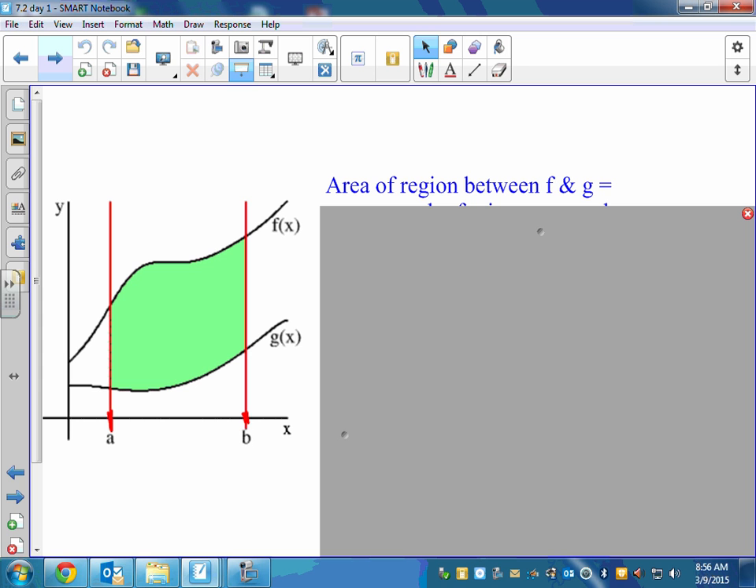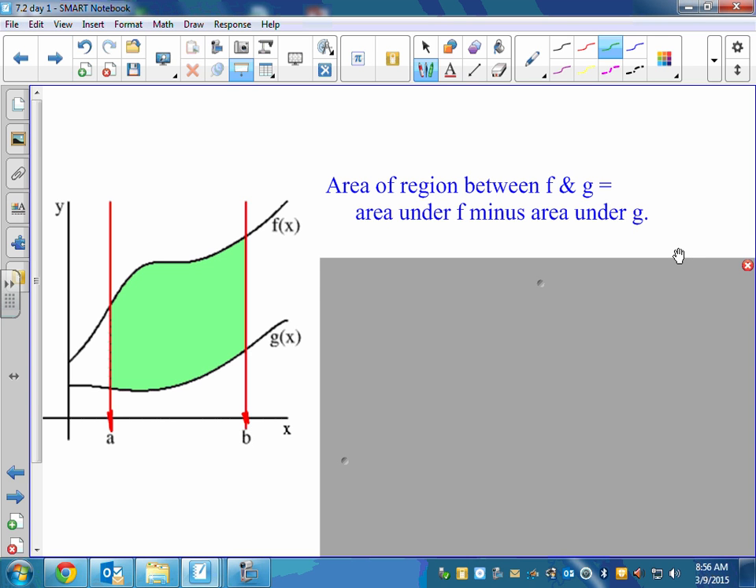If I do these two functions here, if this was f of x and this was g of x, and I bounded them between a and b, do you agree if I took the integral of f of x, that would give me the area all the way to the x-axis, yes? Yes. If I took the integral of g of x from a to b, that would give me the area from here to here, like the white spot. So if I wanted to find the area between the two curves, does it make sense that we would take the area of f of x minus the area of g of x, right? So that's really all the thing is.